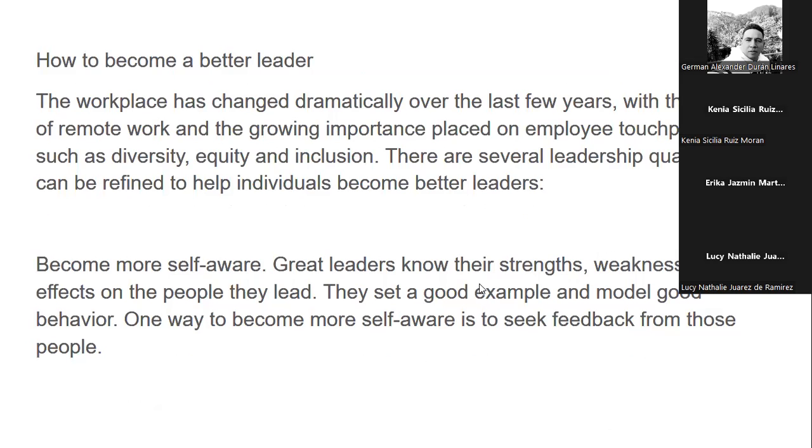Then the question, now that we know that leadership is important, that it's not the same to be a manager than to be a leader. The question is how to become a better leader. So Cecilia, could you please help us reading this slide?